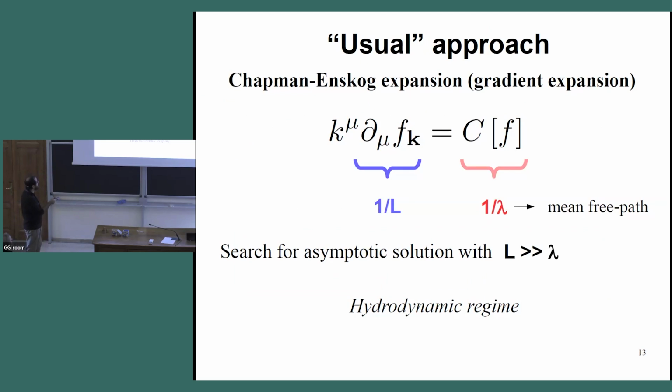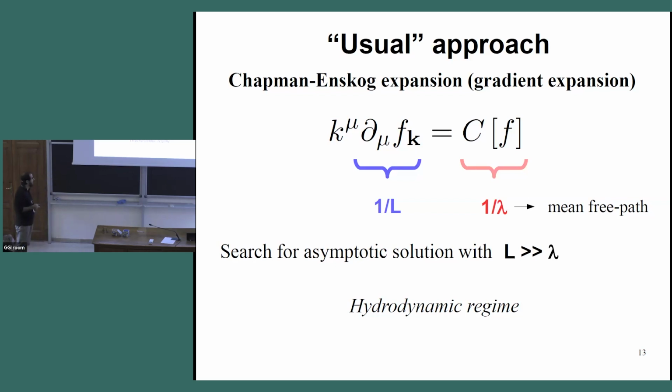This term goes as 1 over L, so it's a gradient of F. And the collision term goes as 1 over the microscopic scale, which contains the mean free path, or the cross-section. So you want a solution where F varies extremely slowly in space, so this is very small compared to the mean free path. This is the interpretation of the hydrodynamic regime. You try to find solutions where this is very small, so F should be close to a state where the collision term is also very small.